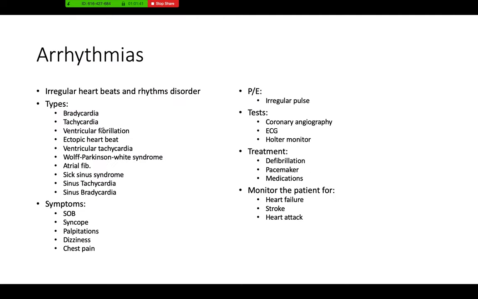Okay, so arrhythmia, fancy word, all it means is an irregular heartbeat, irregular rhythm. There's many different types, everything from bradycardia and tachycardia to VFib, Wolff-Parkinson-White, VTach, sinus tachy, atrial fibrillation, atrial flutter. Not all of them you need to be comfortable with for the NCLEX. We'll go through the ones that are important. Generally what you tend to see is shortness of breath, palpitations, this feeling of your heart skipping a beat. Your patients may syncopize.